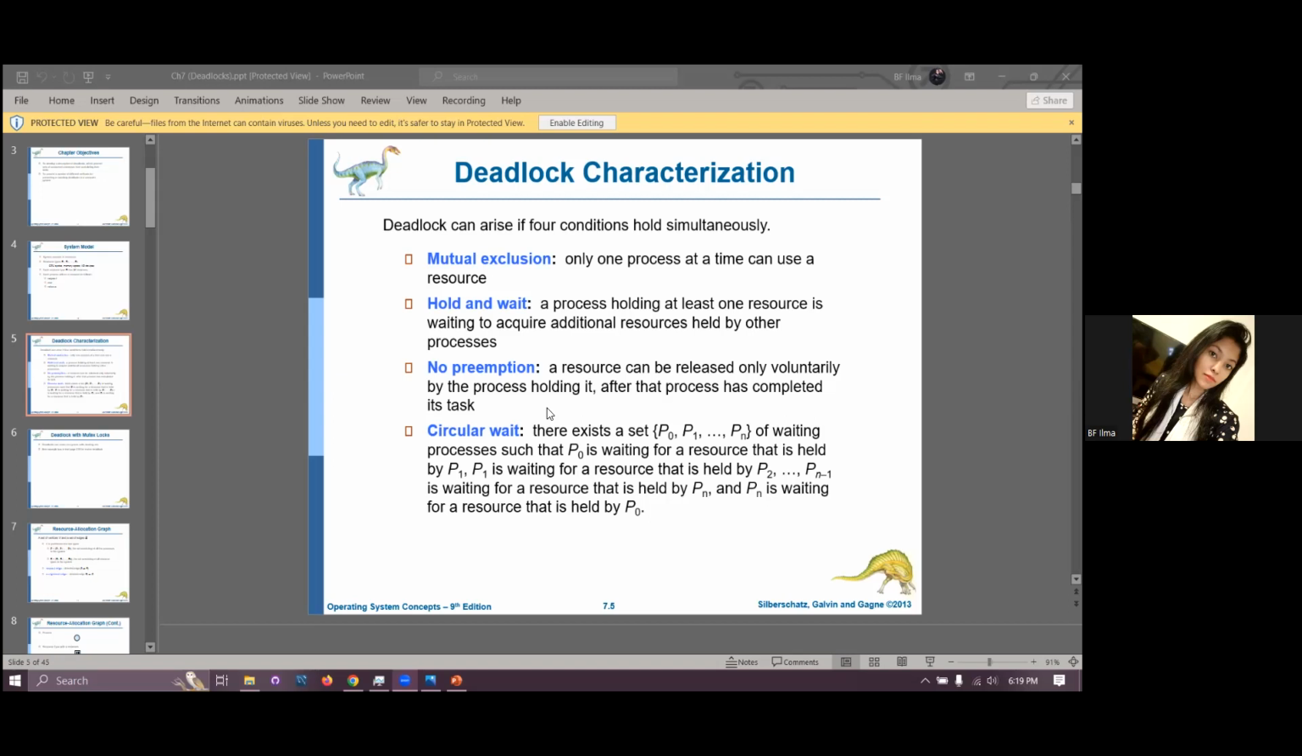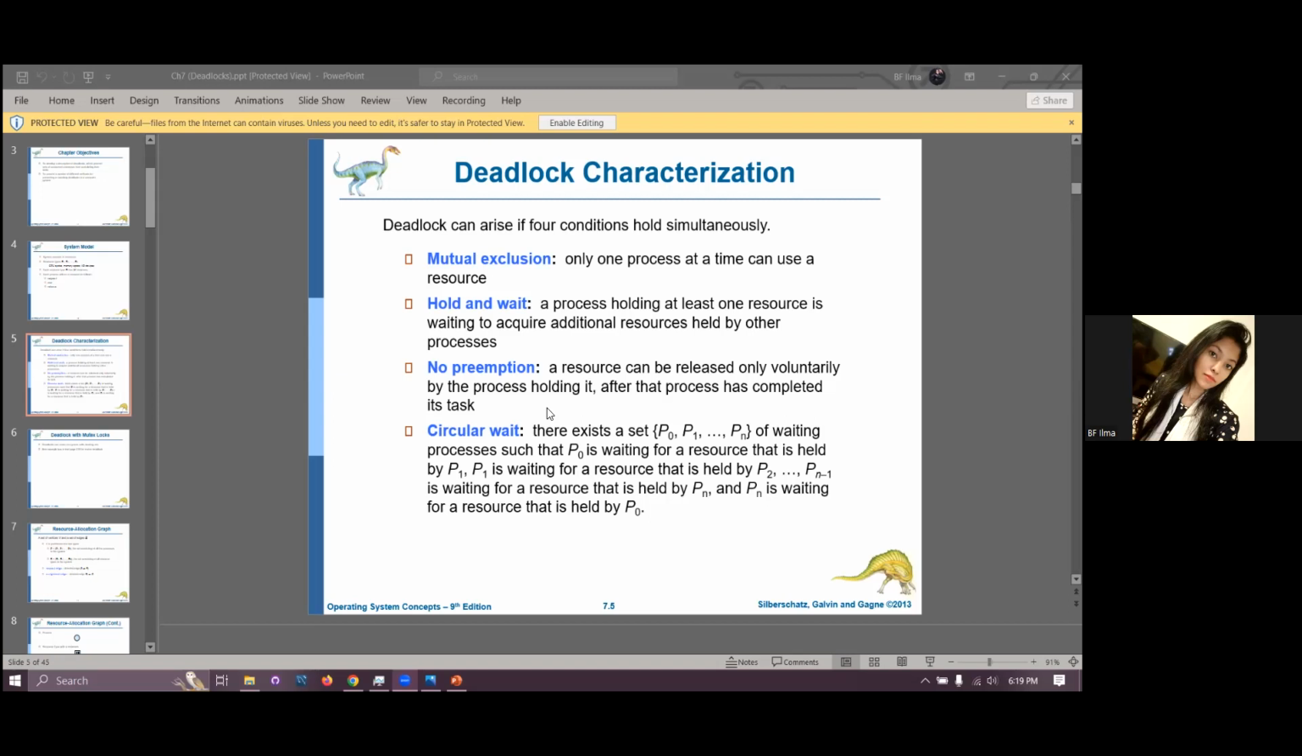Considering no preemption, we can restrict processes so that if Pi is holding some resources and requests another resource and that resource is not available, then all the resources it is currently holding are released to the system.